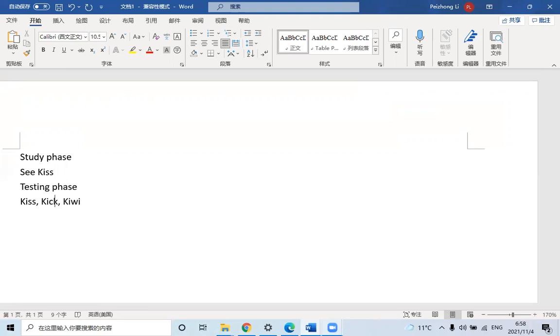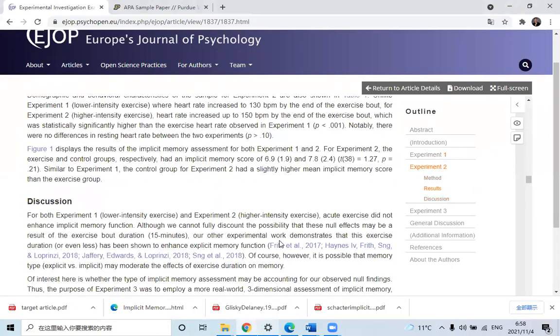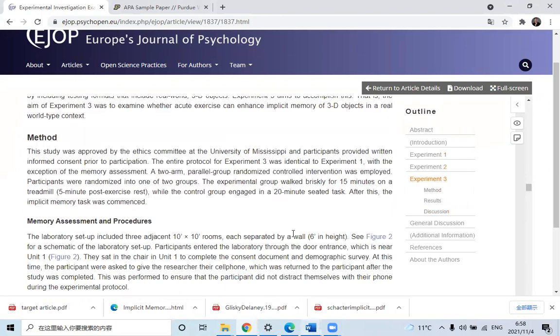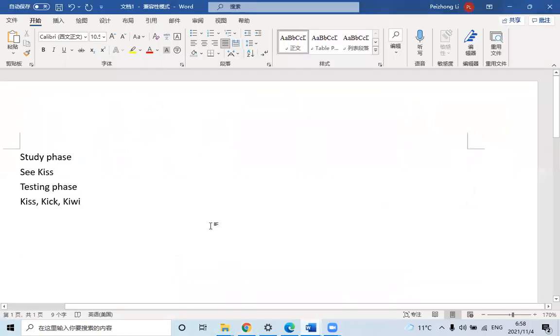That's another way to measure implicit memory. And then the exercising study also had another way of measuring implicit memory. That is recognizing some objects, or three-dimensional objects, as old or new. So between the two studies, I've learned about three different ways of measuring implicit memory. That will give me sufficient information to talk about the distinction between implicit and explicit memory. So those are the two studies I'm going to review.